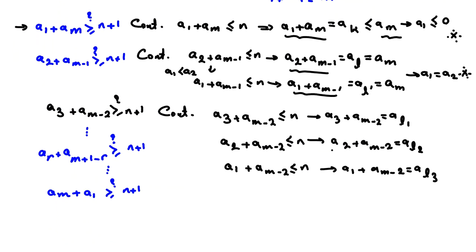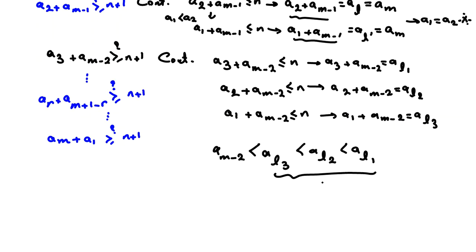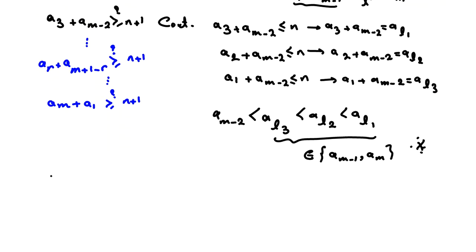Now, as you can see, because A_1 is less than A_2 less than A_3, and in all of them we have A_{m-2}, A_l3 is less than A_l2 less than A_l1. Okay? But as you can see, these numbers should be greater than A_{m-2}, because we have here A_{m-2} plus a positive number. So they can be only what? A_{m-1}, A_m. So we want 3 different numbers from this set that has 2 elements, so that's a contradiction. Now we are ready to generalize it with exactly this idea.